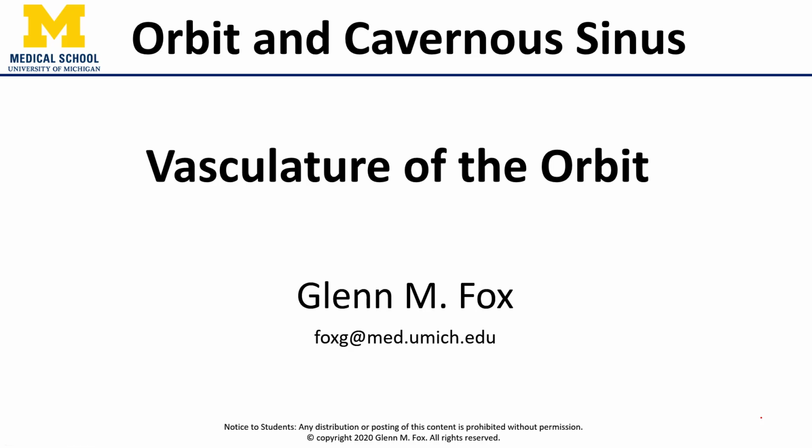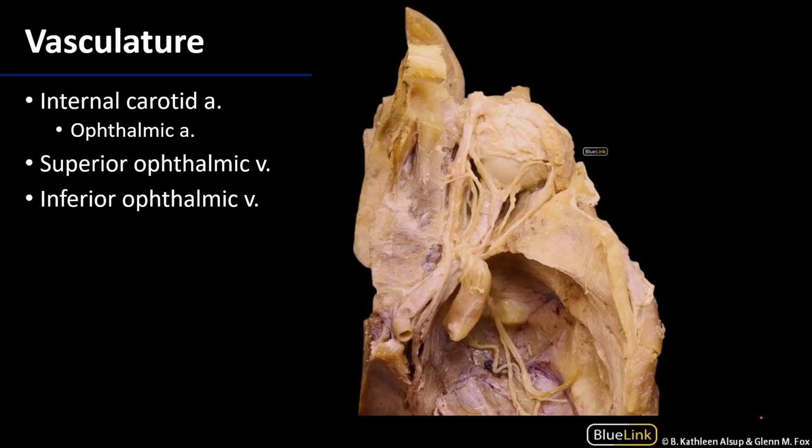Hi, let's talk about the vasculature of the orbit. The orbit and its contents are going to be served by the ophthalmic artery. The ophthalmic artery is a branch of the internal carotid artery.